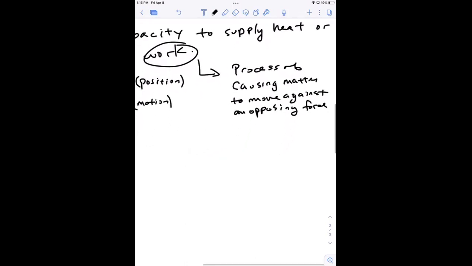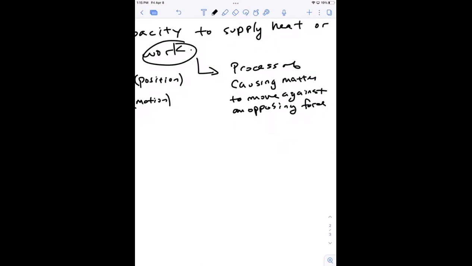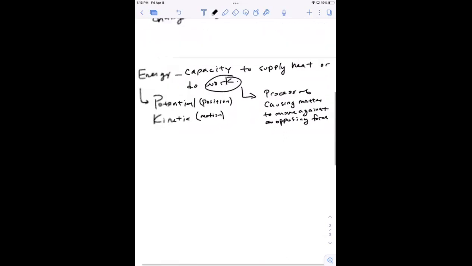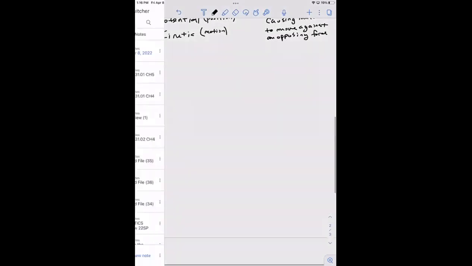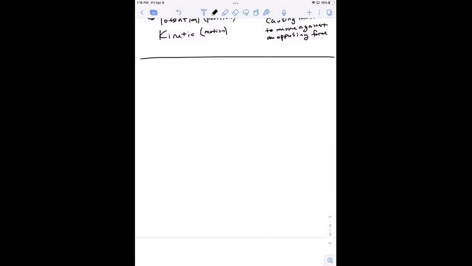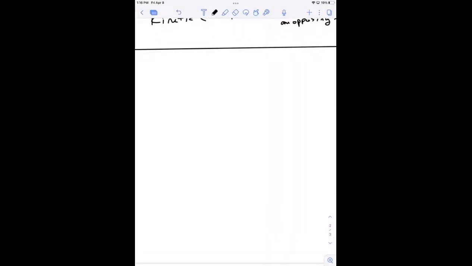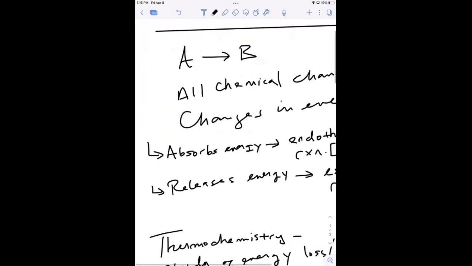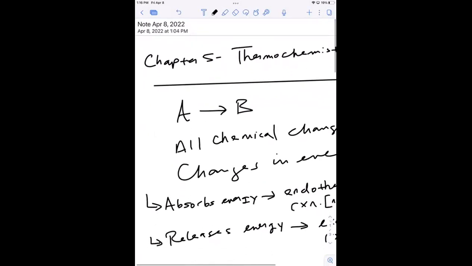All right, so it's the process of causing matter to move against an opposing force. So all these terms come full circle when we start applying them to thermal energy, right? And defining what thermal energy is, what heat is, what temperature is. So that's the next subtopic that we're going to discuss. It's today, the 8th.